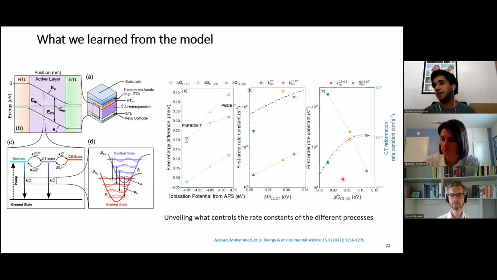But if we look at the dissociation between CT and CS, in our case we found that using a Marcus-like expression can quite well explain the trend. So we could, to a certain extent, say that we can model this CT to CS dissociation rate with an electron transfer process based on Marcus formulation.